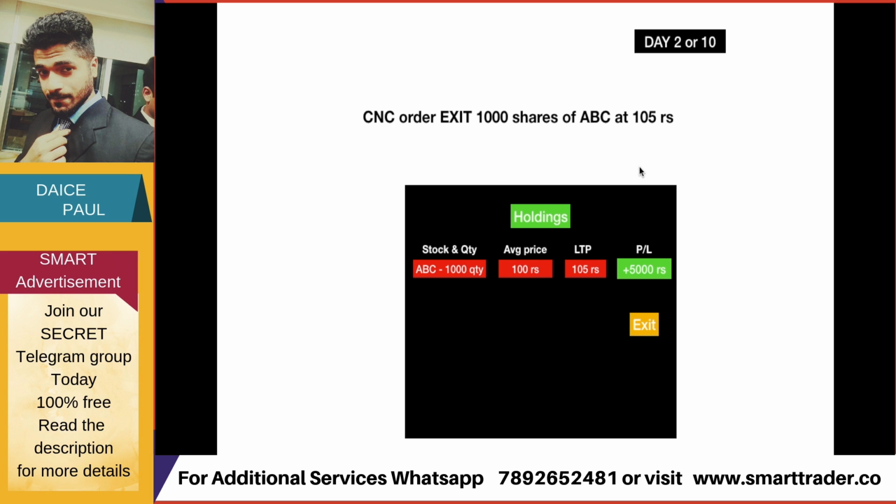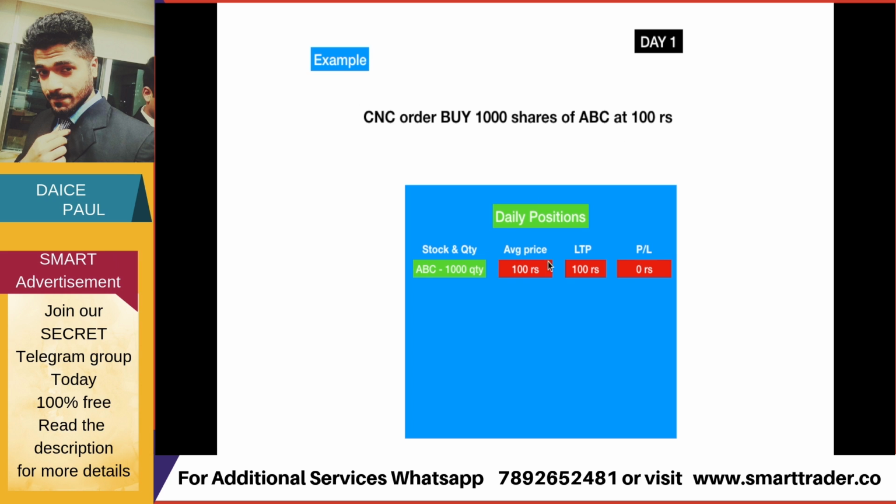So 5% it has gone up. So I'm going to book a profit at 105 rupees. So CNC order, exit 1,000 shares of ABC at 105 rupees. So this is a holding screen. So this was a position screen. After 1 day, it will go to your holding screen.